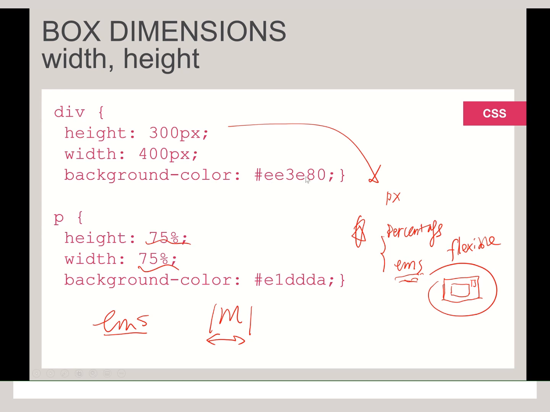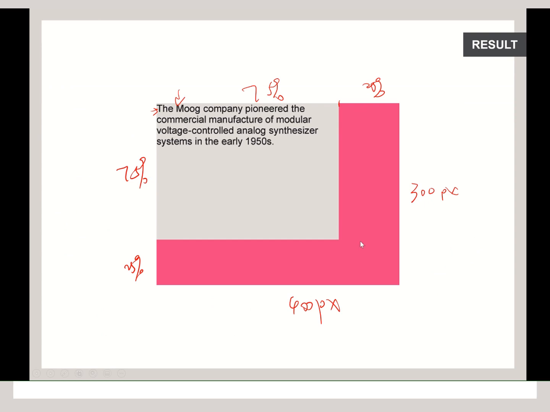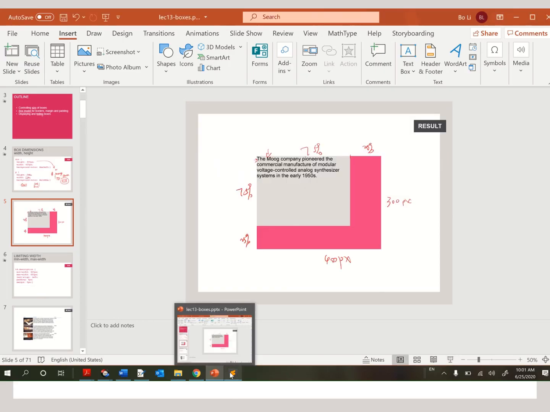So for the division, we use this color. For the paragraph, we use this color, the background color. So this is for this division background color. This is for the paragraph background color. They're different. Okay. Let's look at the code as well.